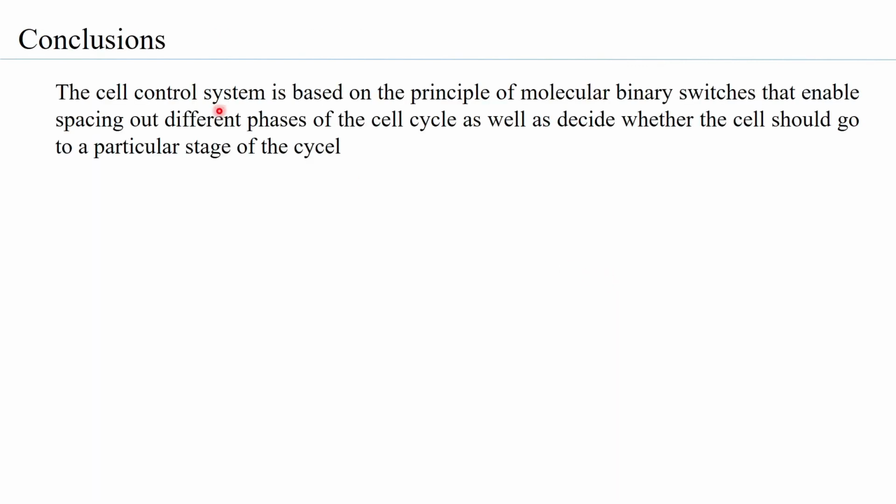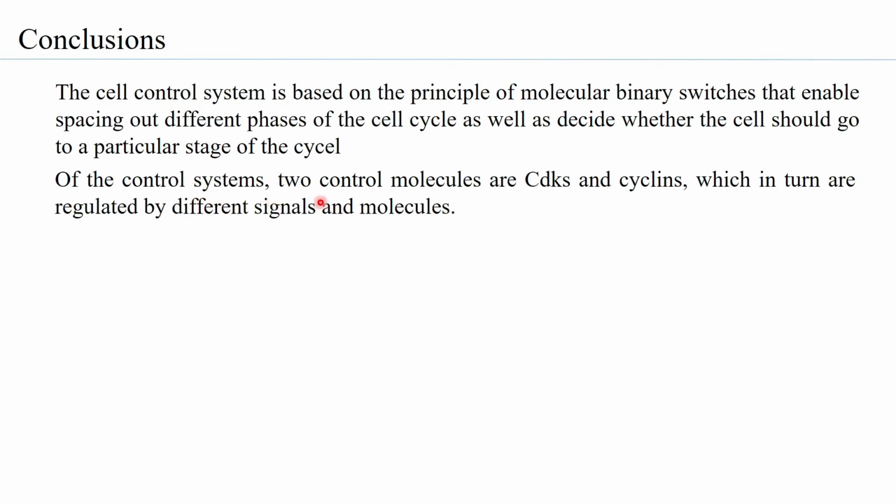So therefore, let us look at the conclusions. The cell control system is based on the principle of molecular binary switches that enables spacing out different phases of the cell cycle as well as deciding whether the cell should go to a particular stage of the cycle. Of the control systems, two control molecules are CDKs and cyclins, which in turn are regulated by different signals and molecules.